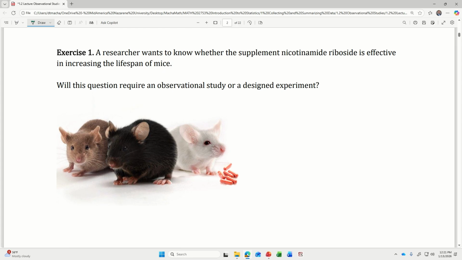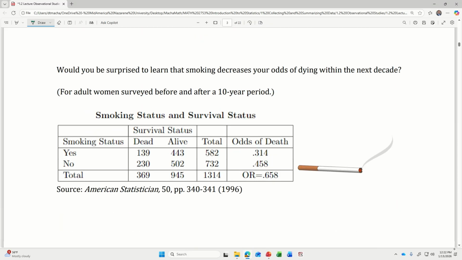Okay. A researcher wants to know whether the supplement is effective in increasing the lifespan of mice. If we want to answer this question, is that going to require an observational study or a designed experiment? Sarah? Yeah, because we're actually going to have to do something to the mice. Some of the mice we're going to keep as a control group, and the rest of the mice we are going to give this supplement, and we're going to measure their lifespan. And we hope maybe that the group receiving the supplement will have a different lifespan than the control group, and we can measure the difference. Okay.